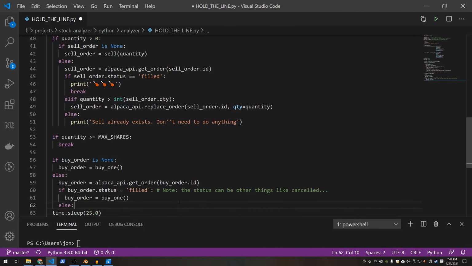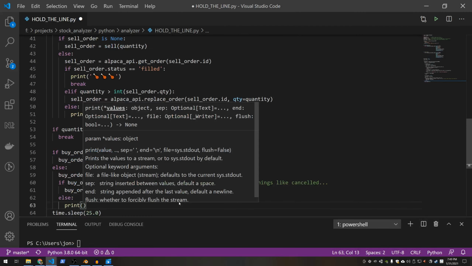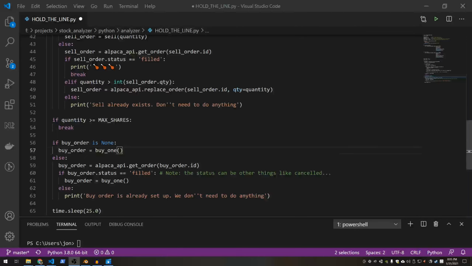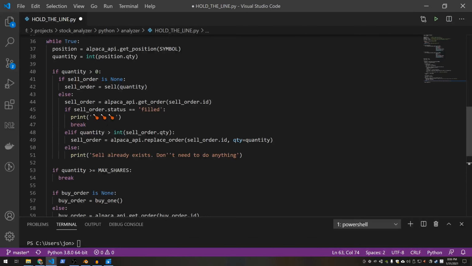So if the buy order status is not filled, then we're good. We don't need to do anything. We already have a buy order out there. It's already set up. We don't need to do anything. So that's about it. Nice, simple little program. We can go over the logic just one last time.